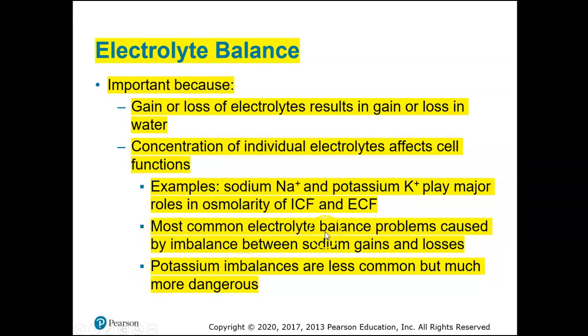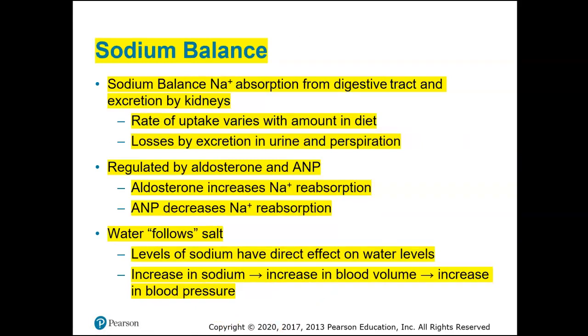The most common electrolyte balance problems are caused by an imbalance between sodium gains and losses. Potassium imbalances are less common, but they're much more dangerous. For sodium balance, there is sodium absorption from the digestive tract and excretion by the kidneys. So sodium is balanced by being absorbed across the walls of the digestive tract and then excreted by the kidneys. And sodium balance is regulated by aldosterone and ANP.